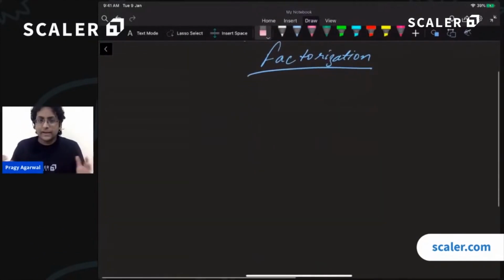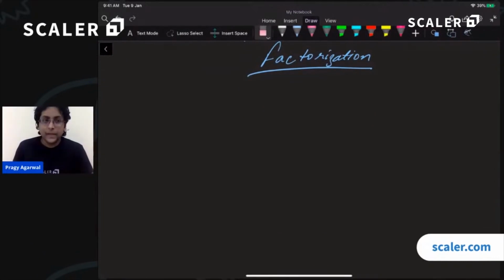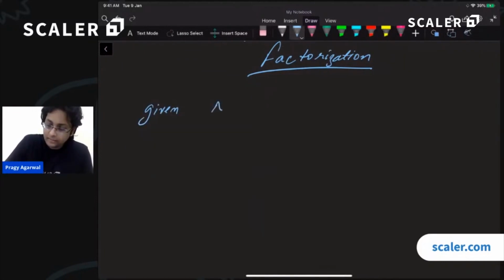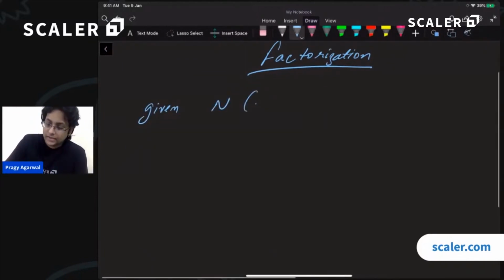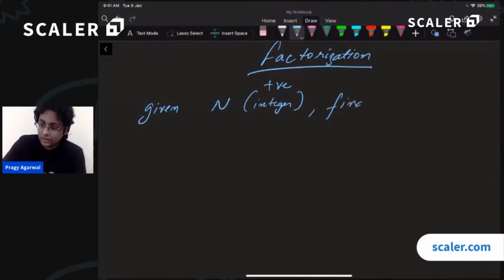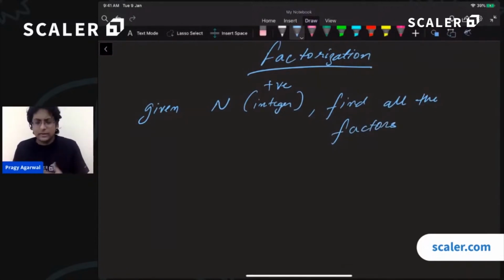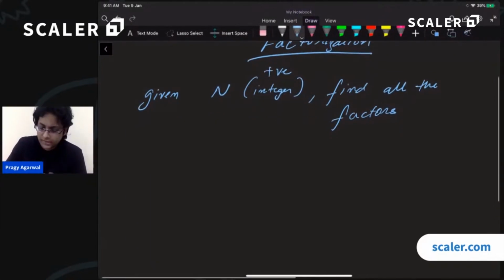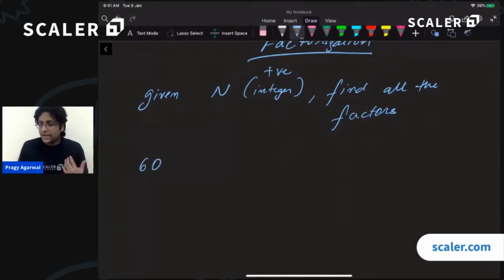Cool. So before we begin, let us start with a question directly. Let us say that you have been given a number n, and this is an integer. In fact, this is a positive integer. Your task is to find all the factors of this number. So for example, let us suppose that you have a number like 60. So can someone tell me all the factors of 60? What all numbers is 60 divisible by?